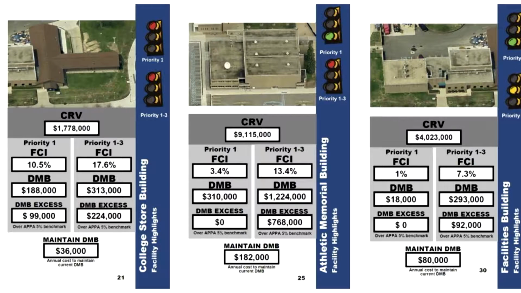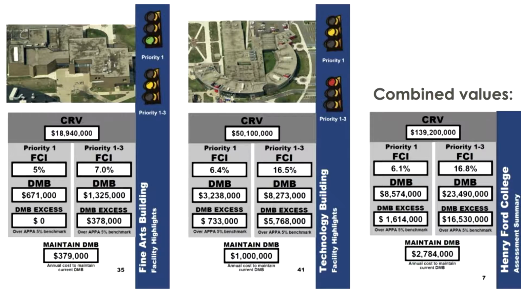Took a look at the bookstore, took a look at the gym, took a look at the facilities building, all of which are dealing with similar issues of their age. And then most recently, the Fine Arts building and the Technology building. So when we look at the whole thing, the facility condition index for short term, 6%, that's pretty good. That's pretty typical, actually, on most community college and university campuses.